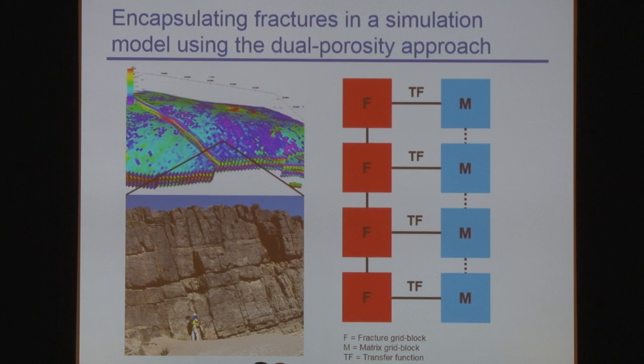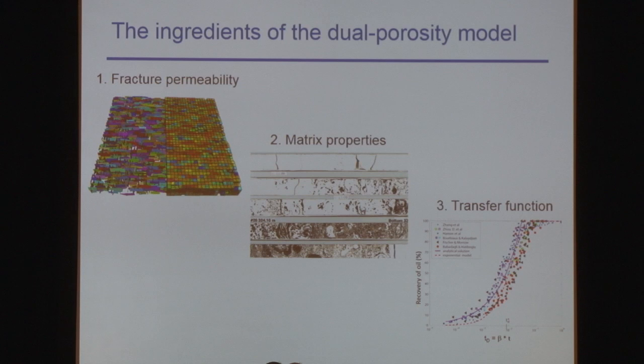The ingredients of the dual porosity model are that we need the fracture properties, most notably the fracture permeability. That tells us how fast things happen in the fractures. We need the matrix properties that tell us how much fluid is stored in the rock matrix, how much tracer, how many contaminants, how quickly the contaminants are absorbed in the rock matrix. And then we need the transfer function that tells us how fast the two different domains interact.